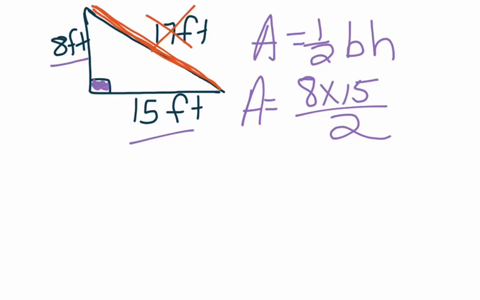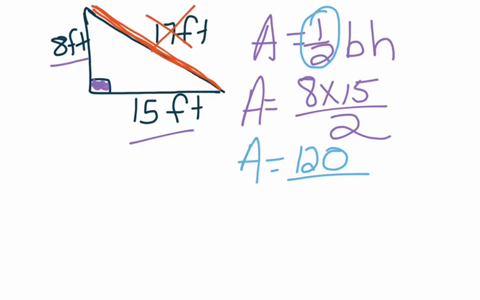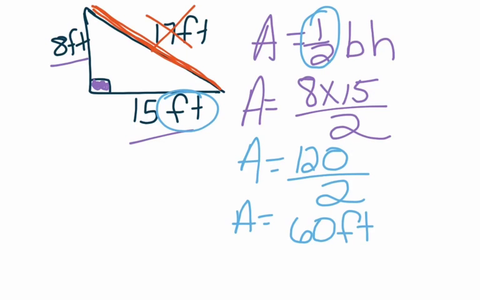Well, how come it's over 2? Because you have this 1/2 right here, so that's going to become your denominator. So now we have area equals 8 times 15. So 8 times 5 is 40. 8 times 1 is 8, plus 4 from the 40 is 12, over 2. So we're still not done. Area equals 60. And then we are going to use our unit measure, feet, and we always square. For any kind of measurement, we always square.